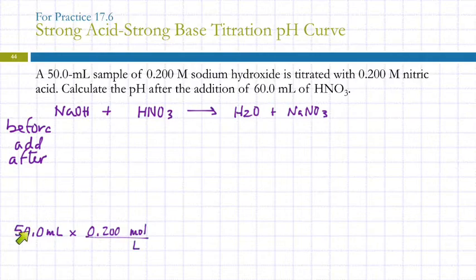And what I've been doing is converting milliliters to liters, right? And then we end up converting back sometimes. 0.200 moles per liter is the same as 0.200 millimoles per milliliter. I'm multiplying the numerator and the denominator by 10 to the minus 3. It's still the same, right?